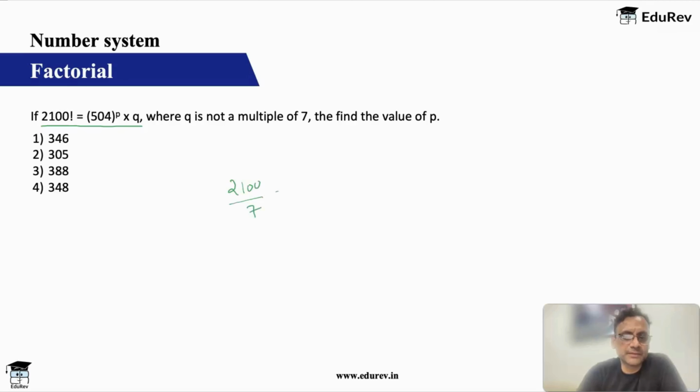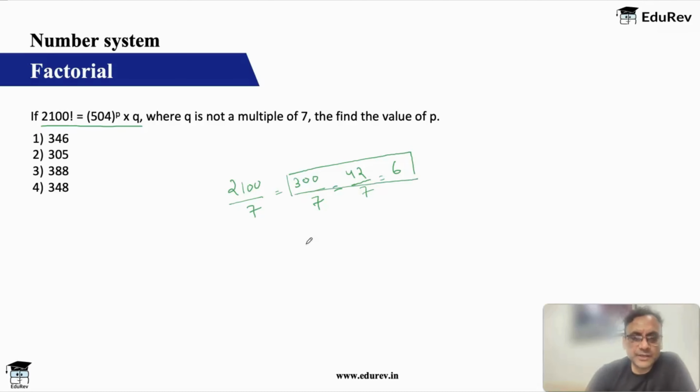So 2100 divided by 7 is 300. 300 divided by 7 is how much? 40 will give you 280, so 42. 42 divided by 7 will give you 6. Okay, so you have 348. So 2100 factorial will have 7 to the power 348.